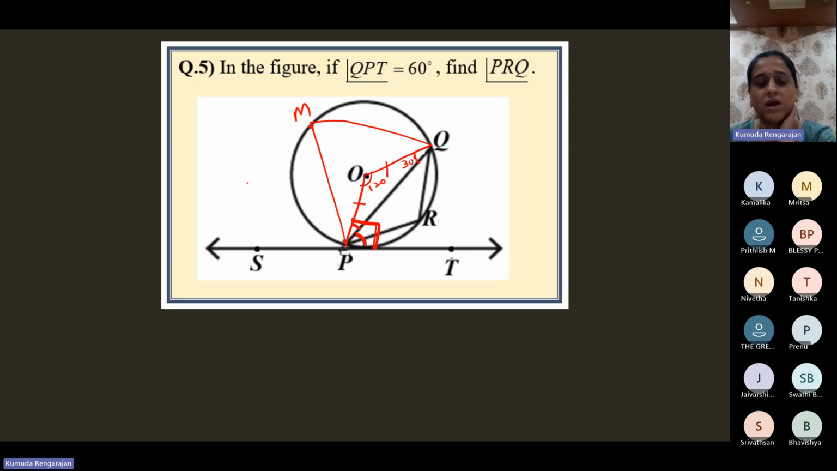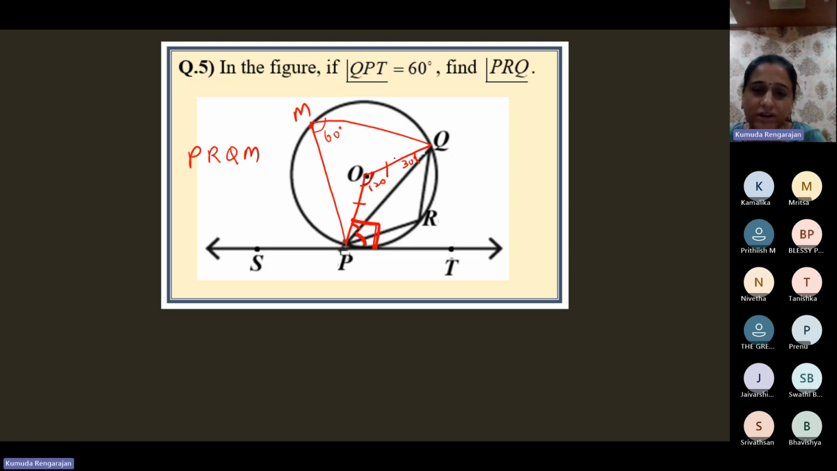Now you can see the cyclic quadrilateral PRQM. PRQM is a cyclic quadrilateral. Now, by the theorem, we know that if the angle at the center is 120 degrees, then on the circumference it will be half, so 60 degrees, because they're made by the same arc. You can name the angle and make out.